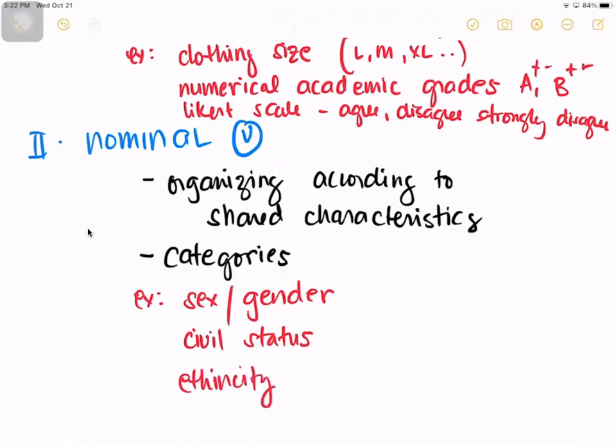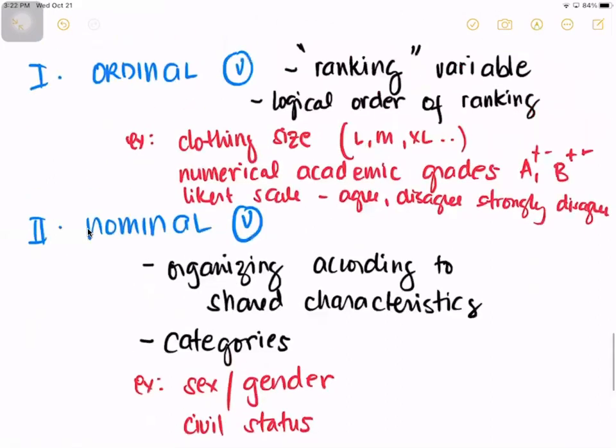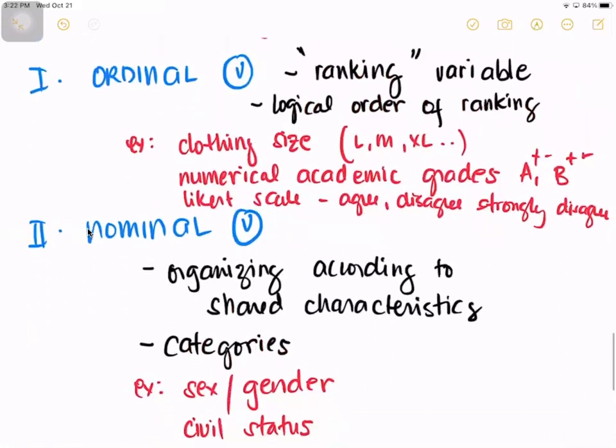Now remember that your nominal variables are qualitative. Okay, so they really assume a full qualitative nature or qualitative characteristics. Likewise with your ordinal as well. However, not in an absolute sense, because an ordinal variable can also somehow assume a numerical nature.